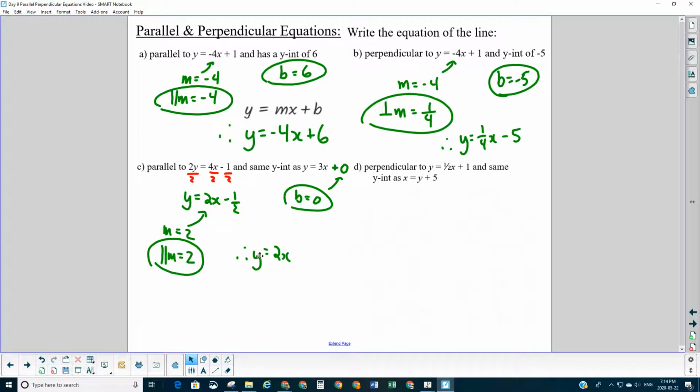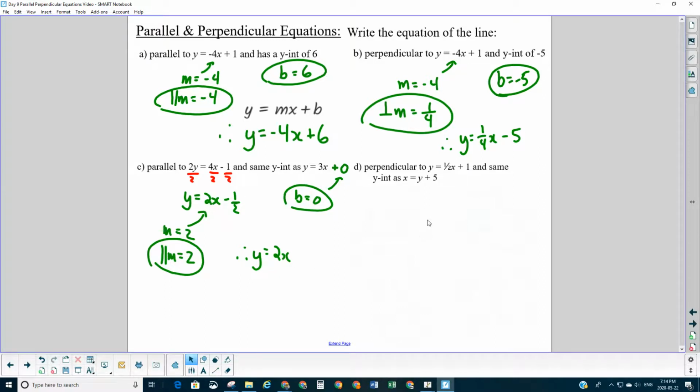One thing I want to stress, the clue only says that it's parallel to this, so I don't care what the y-intercept of this is. And here it says it has the same y-intercept as this, so I don't care about the slope. I only care about the y-intercept from this clue, the slope from this clue to get our equation. And our equation that is parallel to this and has the same y-intercept of that is right here.